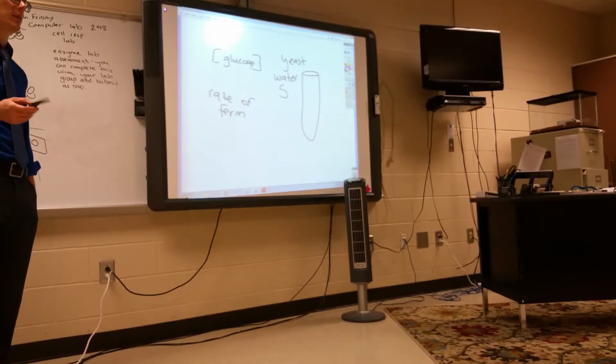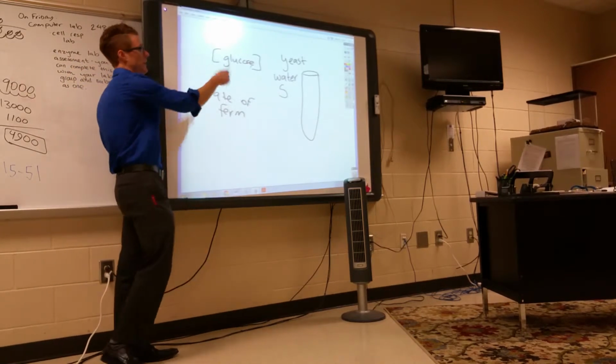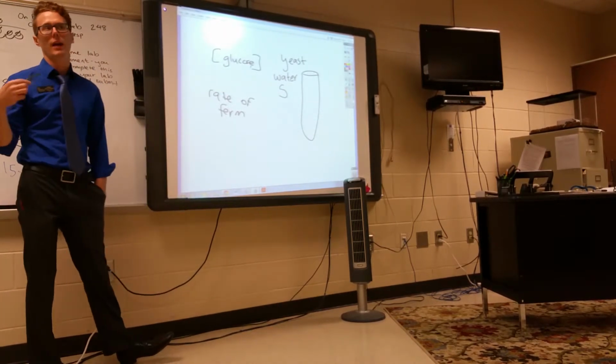What do you think? Glucose consumption? We can look at glucose consumption, so we can look at the change in glucose concentration. Maybe if we took those glucose test strips, we can use a test strip every couple minutes to look at how much glucose is being consumed. That's something that we can do. That wouldn't necessarily tell us, though, whether fermentation or cell respiration is happening, because glucose is still going to be consumed if these yeast are respiring aerobically.